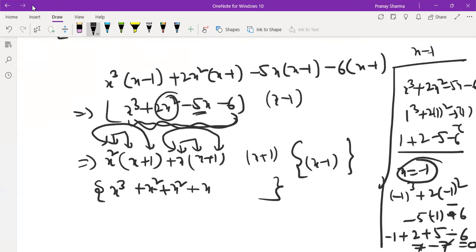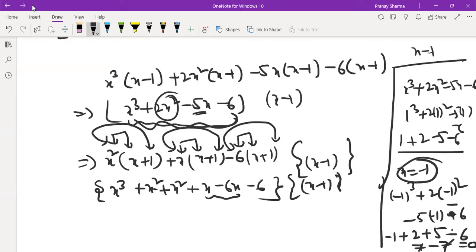We need to have minus 5x. So that means we need to multiply this with minus 6. Then only I'll be having minus 6x here. Like terms are to be added, right? So it will be minus 5x. And when you multiply minus 6 with plus 1, you will be getting minus 6. Last term is auto-adjusted. And here we have x minus 1. All right.